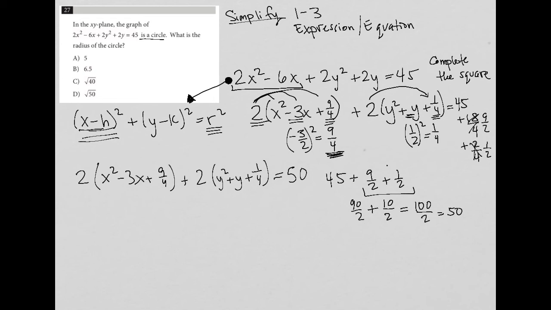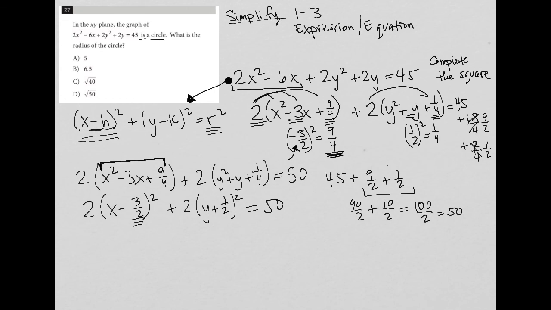Now, when I simplify this, this is going to turn into 2 times x minus 3 halves squared, plus 2 times y plus 1 half squared, equals 50. So this is just part of the completing the square process, where the factored form of this trinomial, we made it a perfect square, is what we did here. And the term here, just as a shortcut, will always be whatever half of the middle term was initially, right? So that's where we got the negative 3 halves from and where we get the 1 half from.